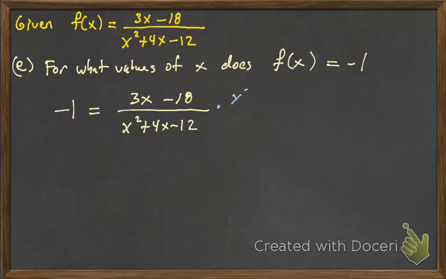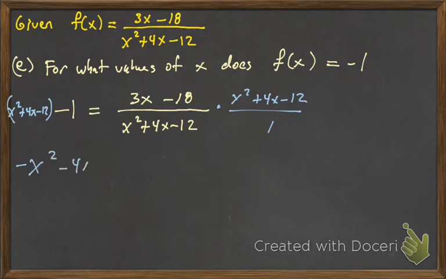Common denominator here is x squared plus 4x minus 12, and so we're going to multiply both sides of the equation by that to clear the fraction. So we have minus x squared minus 4x plus 12 after we distribute the negative 1. On the right hand side, the factors of x squared plus 4x minus 12 will cancel, and so you're left with 3x minus 18.